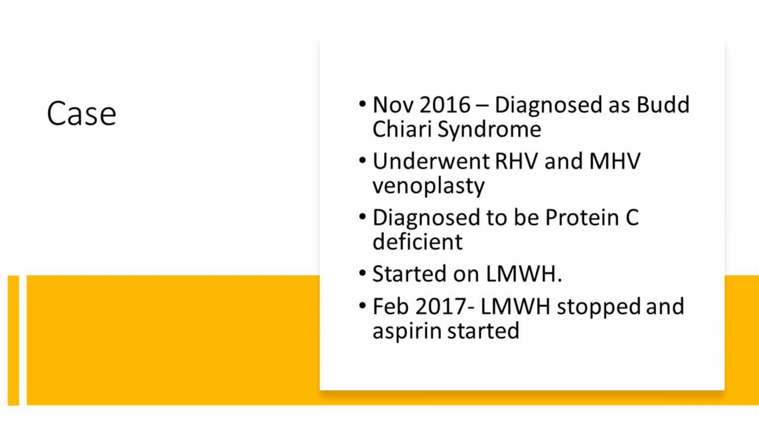This was November 2016. This child came to us. He was diagnosed as Budd-Chiari. He underwent a right hepatic vein and a mid hepatic vein venoplasty. He was diagnosed to be protein C deficient. We started him on low molecular weight heparin. February 2017, we stopped the low molecular weight heparin and put him on EcoSprin.